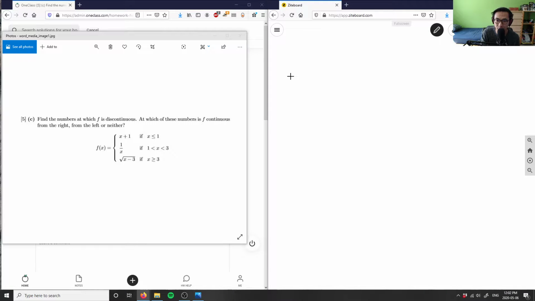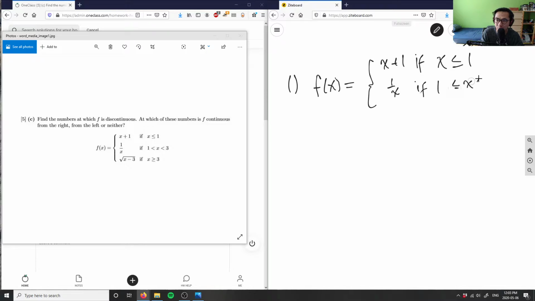Let me just write this down first. This is question 1. I'm given this f of x, which is a piecewise function, right? It's x plus 1 if x is less than or equal to 1. It's 1 over x if x is between 1 and 3. And finally it's square root of x minus 3 if x is greater than or equal to 3. So we have a piecewise function here.